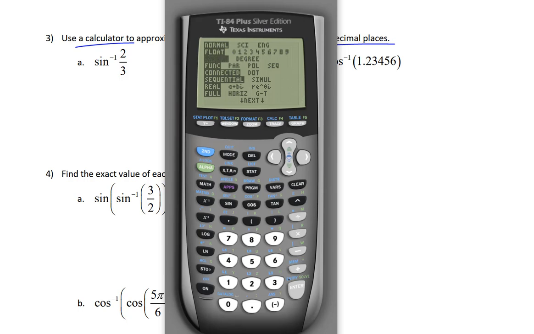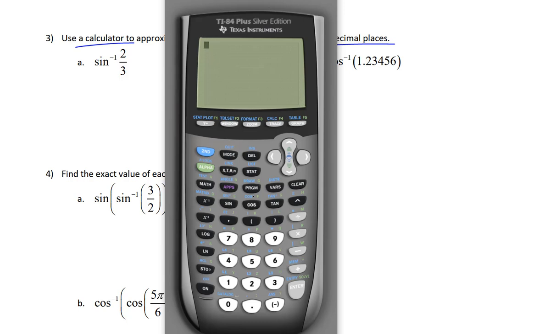So make sure it's in radian mode, which you can do by going over radian with your cursor and just hitting enter. Once it is, we can just go back to the regular screen by hitting second and the quit feature, or second mode button. And then we're just going to type this in pretty much as we see it, because the calculator has this function on it.